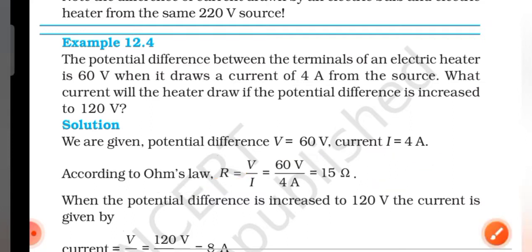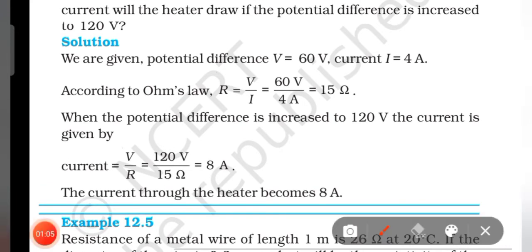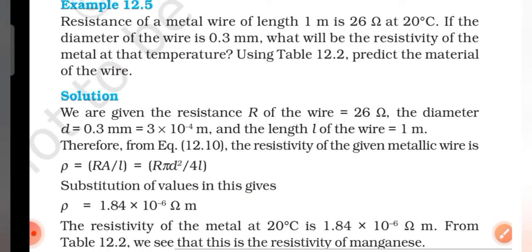Then when the potential difference is increased to 120 volt, the current is given by I is equal to V by R. This is such a simple example. In this question you didn't know R, so first you have to take out R according to Ohm's law. Once you have R, the current automatically comes out. Okay, the next example we will move on to, example 12.5.